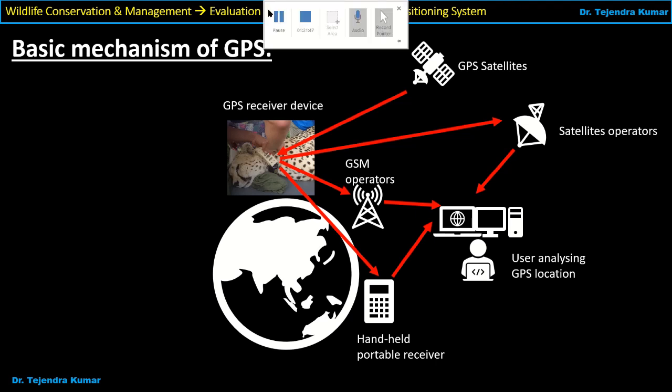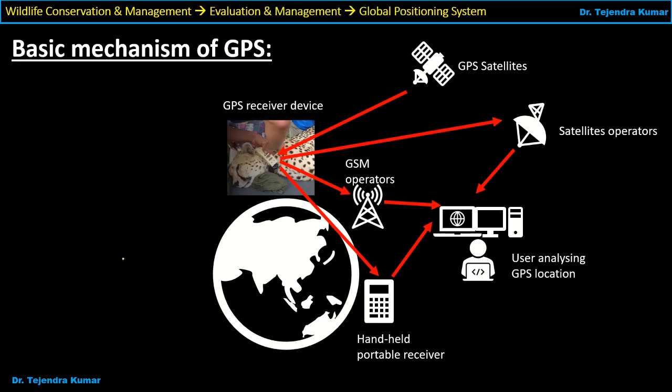GPS mechanism. If you see the basic mechanism, what is happening? This is the Earth. I'm taking this example: this is the animal where the system is placed, the biotelemetry element. So the satellite collar ID is here. It is receiving the signal from the GPS satellite. Actually, it is sending the signal as well as receiving signals.